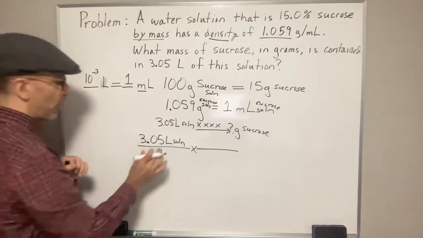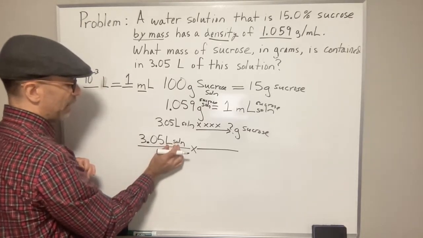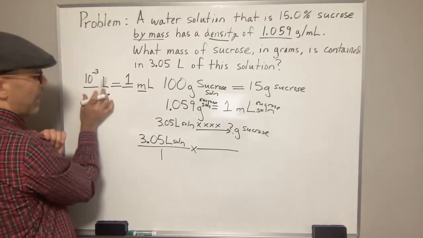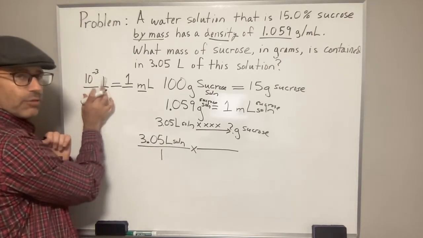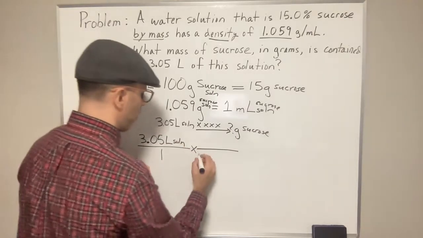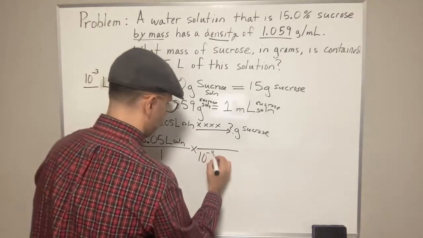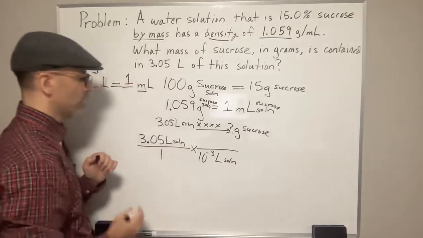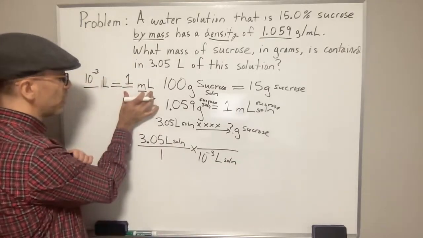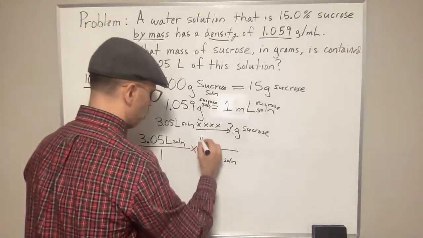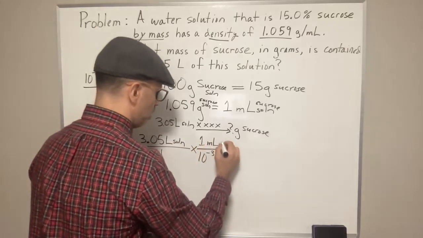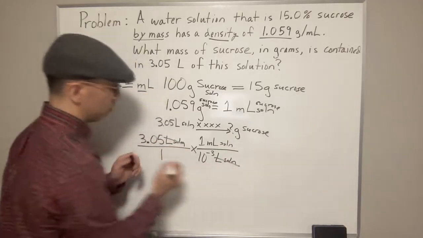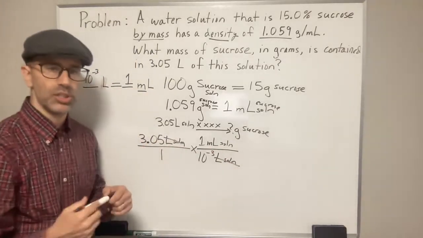So I have liters of solution on the top here. So I'm going to put liters of solution on the bottom. So 10 to the negative 3 liters of solution goes on the bottom. And so my 1 milliliter goes on top. So 1 milliliter of solution on the top. My liters of solution cancel out. Now I have milliliters of solution.